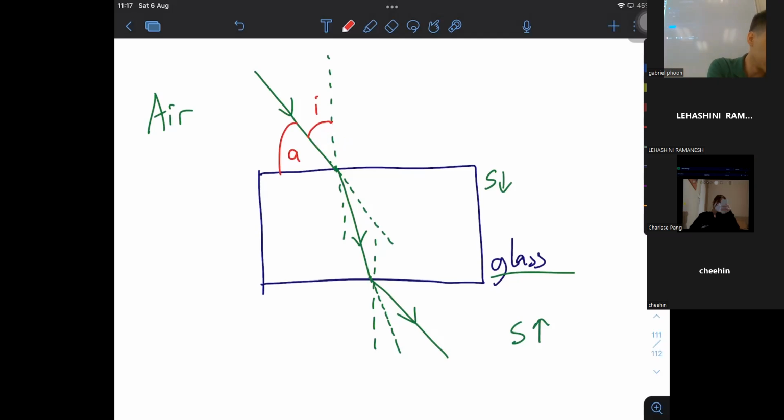Meaning to say, this is your incident angle, this is your normal. Your angle is always in between the incident ray and the normal. This is your incident angle. And where is your refracted angle? Your refracted angle, same concept as well, will be with reference to the normal and the refracted light ray here. In other words, this is your refracted angle.